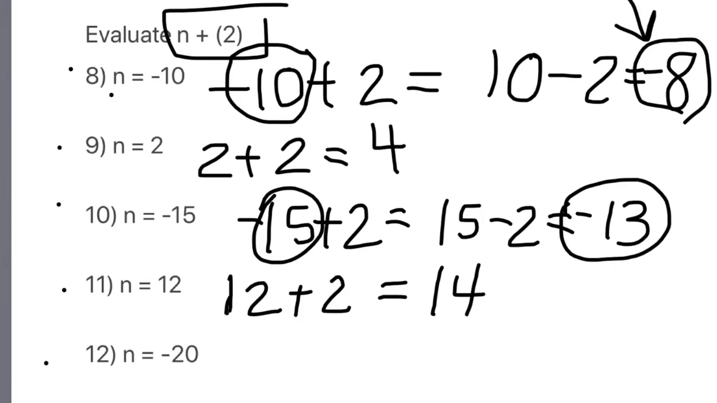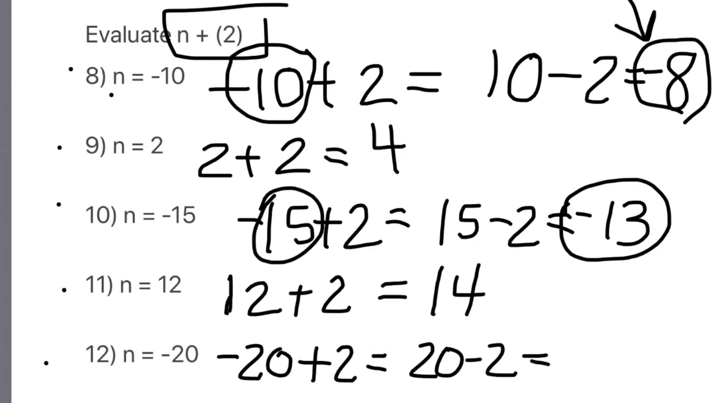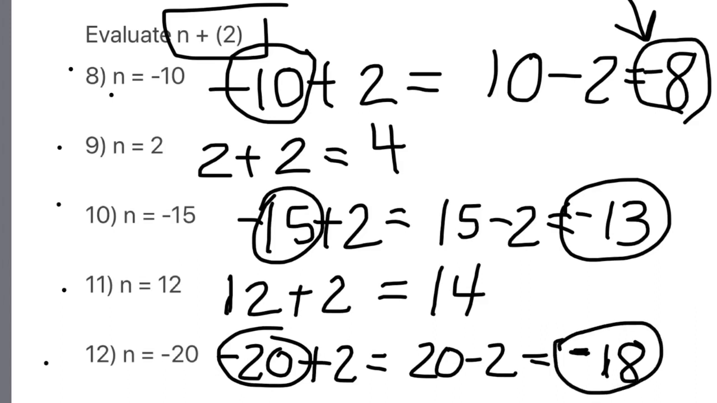Number 12 is negative 20 plus 2. Take the absolute value and you have 20 minus 2, which is 18. But 20 has a larger absolute value and 20 is negative. So my answer is negative 18. Again, thinking about money, if you owe $20 and you have 2, you can pay off $2 of what you owe, but you will still owe 18 more dollars.